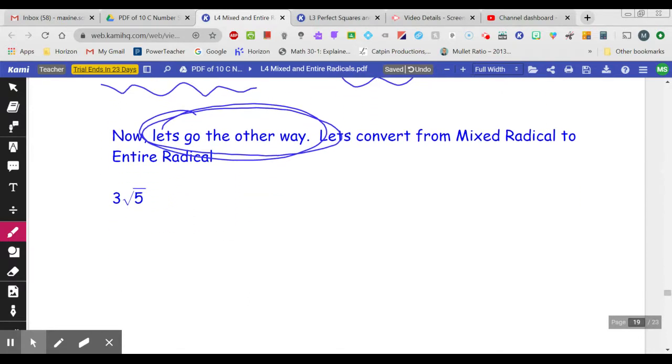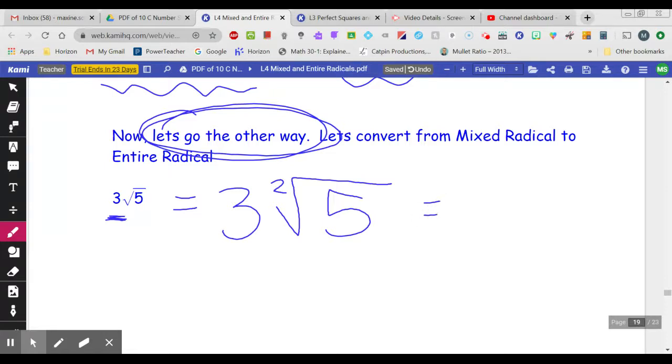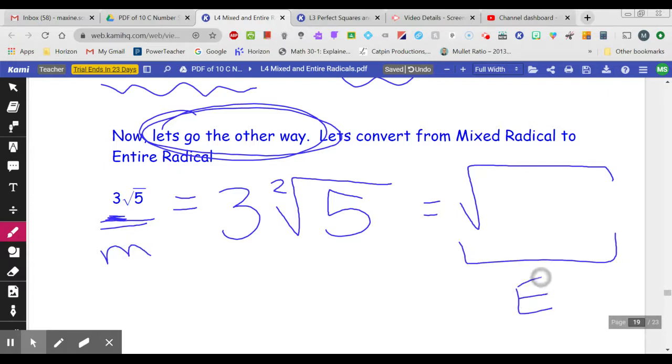So all we're going to do is see that we've got a 3 here, so I'm just going to write it bigger. We've got 3 times the square root of 5. So I'm actually going to write the 2 in for the square root. Again, this is a mixed radical. Our answer has to be an entire radical.